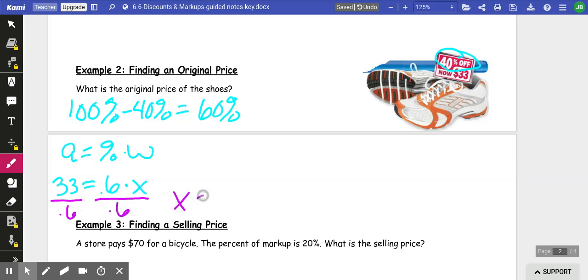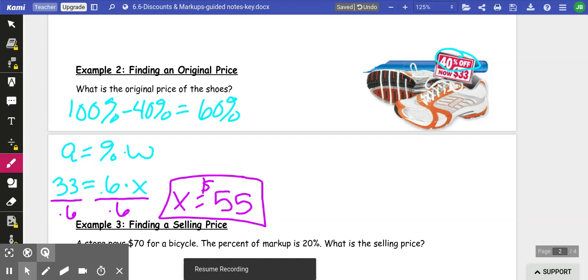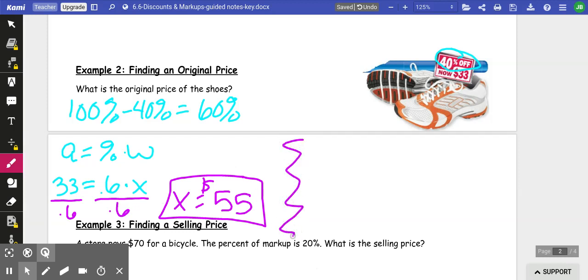So that leaves me with X, or the W if you kept it. The original price would be $55. If you are someone that prefers to use the proportion instead of the equation, you can set up a proportion, but you're still using your 60% instead of the 40%. We just have to really make sure that we understand what the question is asking or telling us.